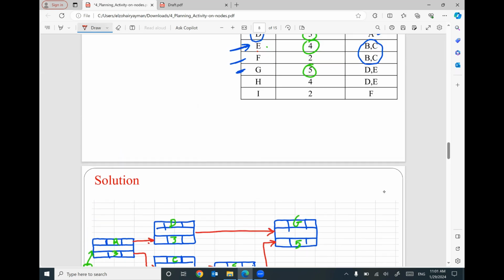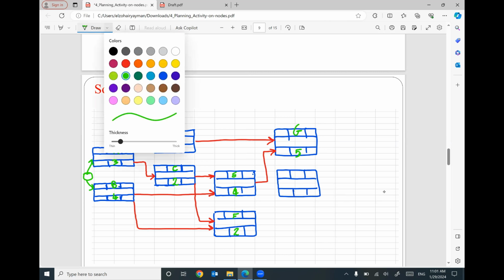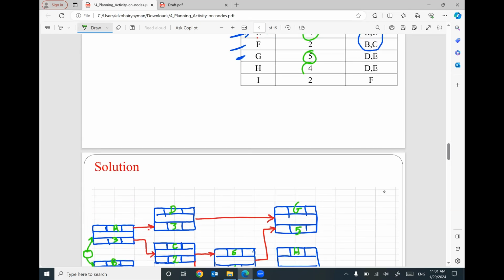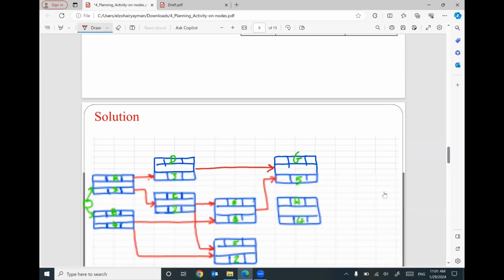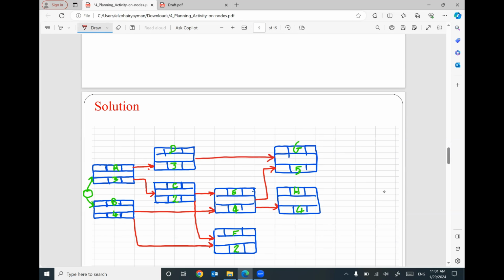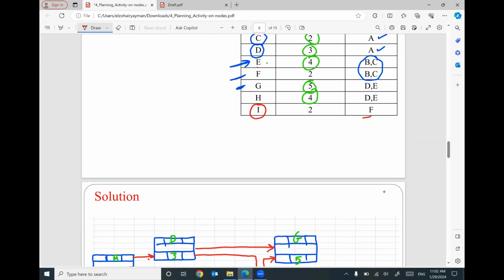Okay. For H, we have H with predecessors D and E. So I will put H here, H with a duration 4. And the predecessors for H are D and E. So this is E, and I can draw D here. That's fine. Make sure the finish of D means the start of H, the finish of E means the start of H. We have I with predecessor F.